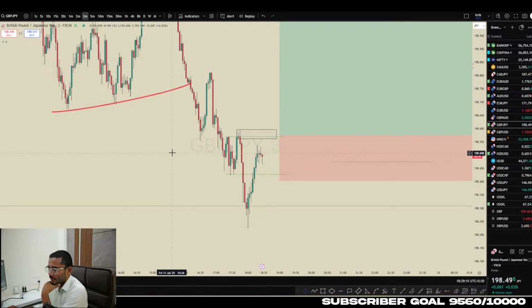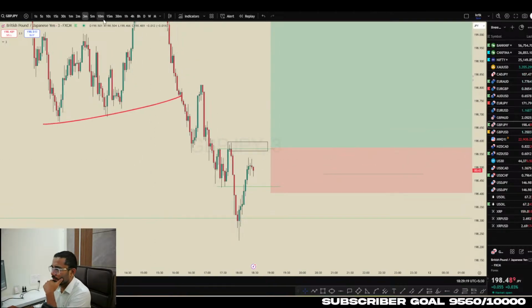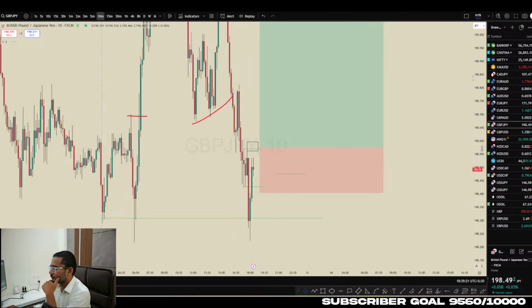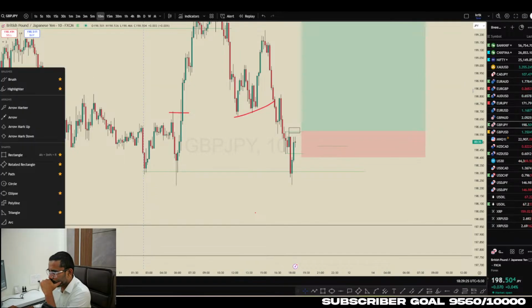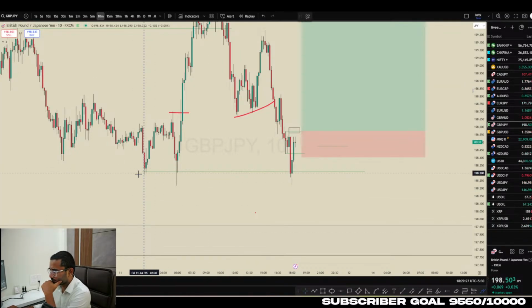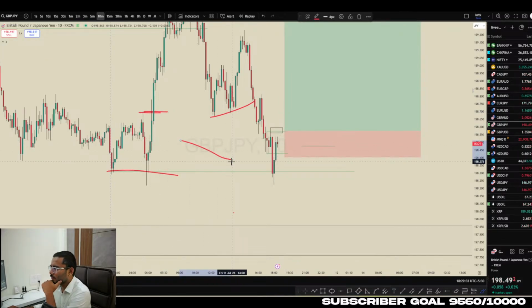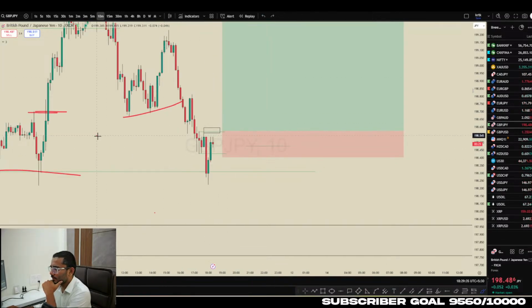Look for inducement on higher time frame, just like on GJ. If price sweeps this liquidity and breaks the structure to the upside, then you can look for a 5 minute trade to the upside.